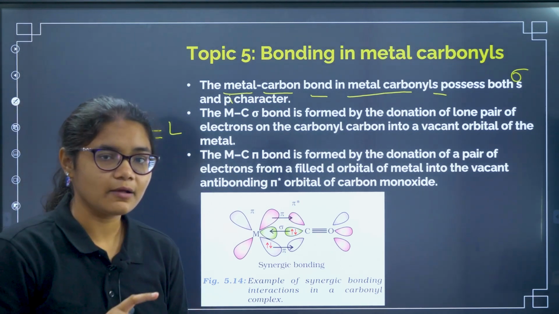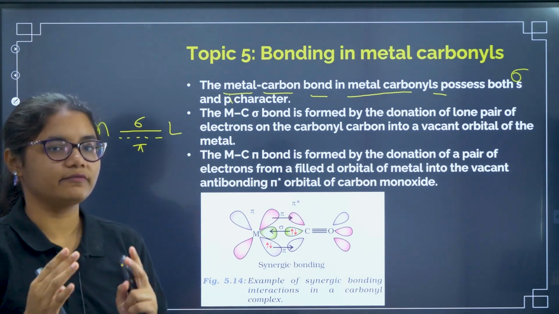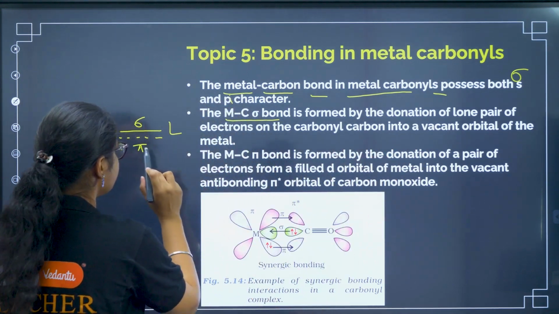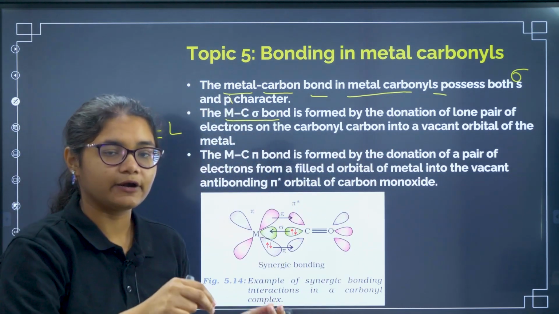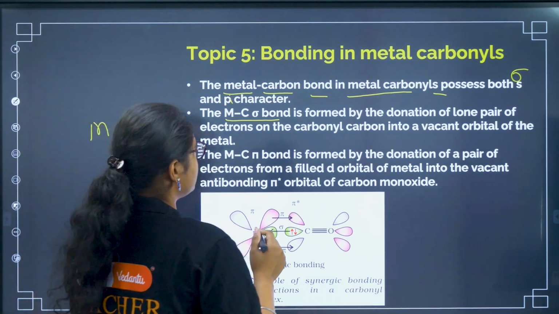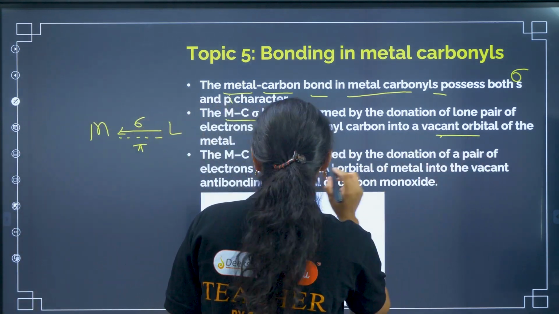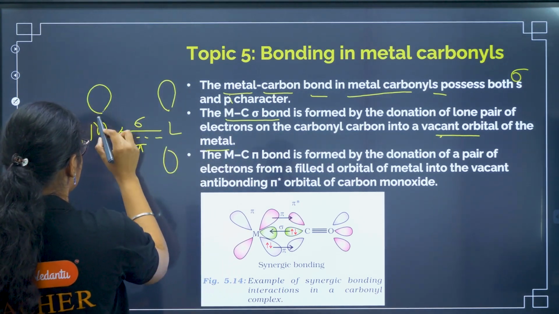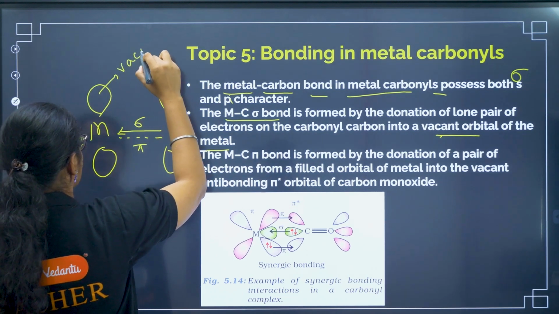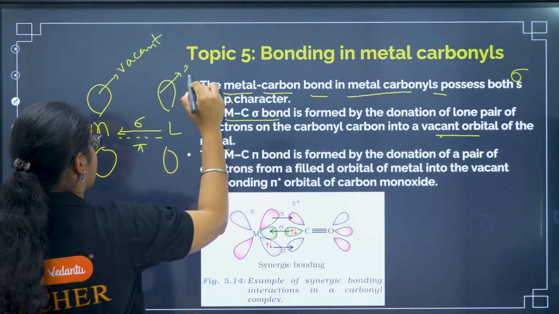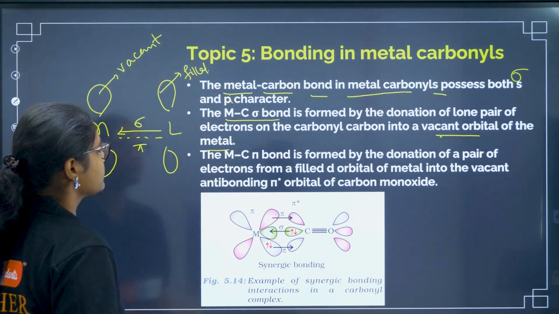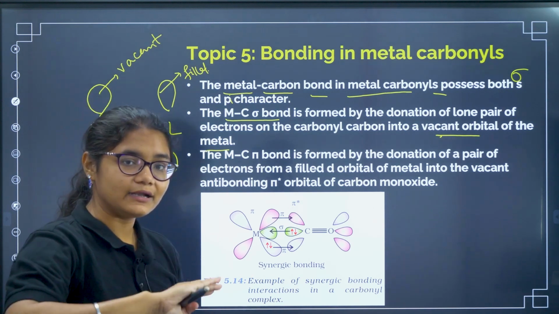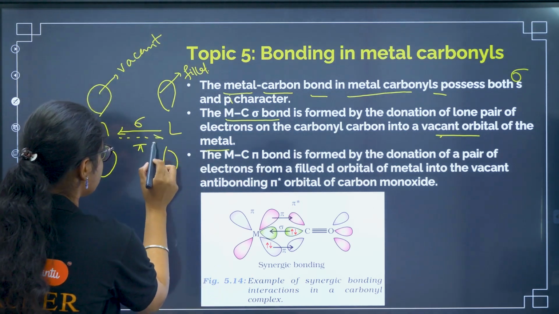What we have to remember: for sigma bond which orbitals are involved, and for pi bond which orbitals are involved. So the M-C sigma bond is formed when the ligand will donate electrons to the metal. Okay, so the ligand will donate electrons into the vacant orbital of the metal. So you can see from the ligand's filled orbital to the metal's vacant orbital. Okay, that is the donation from ligand to metal to form the sigma bond. Now when pi bond is formed, metal will donate to ligand.